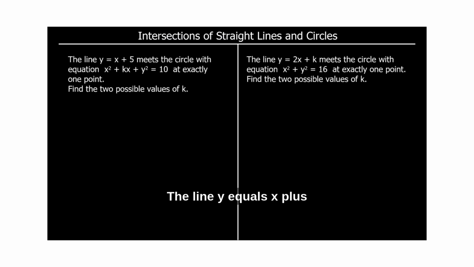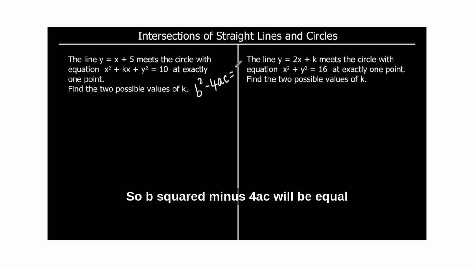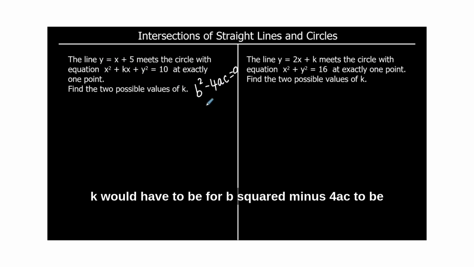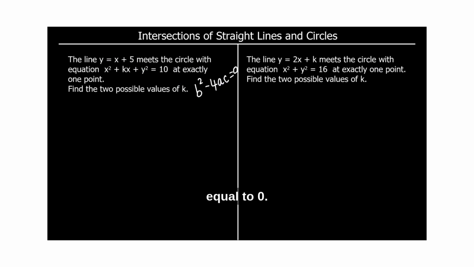The line y equals x plus 5 meets the circle with equation x squared plus kx plus y squared equals 10 at exactly 1 point. Find the 2 possible values of k. So if it meets at 1 point, there is only one solution. So b squared minus 4ac will be equal to 0. So again, we'll try and solve it, and then use the discriminant to find out what k would have to be for b squared minus 4ac to be equal to 0.